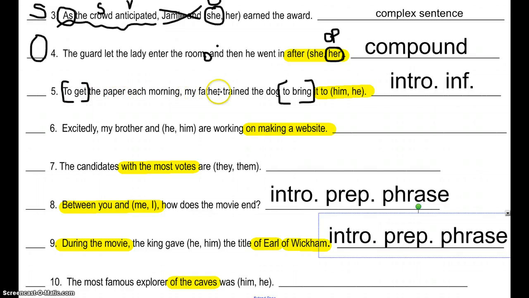Alright, so "my father trained the dog to bring it to him" or "to he." Again, I had already highlighted that as a prepositional phrase, so I know that it has to be an object of a preposition, and I have to choose an object pronoun, which is "him."